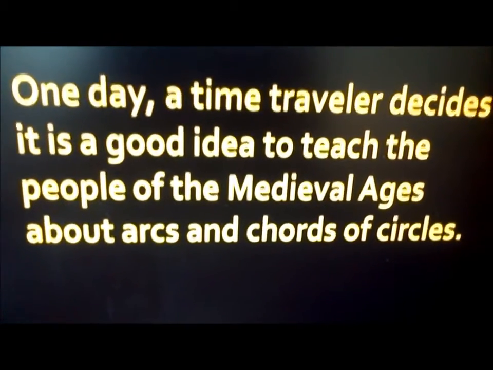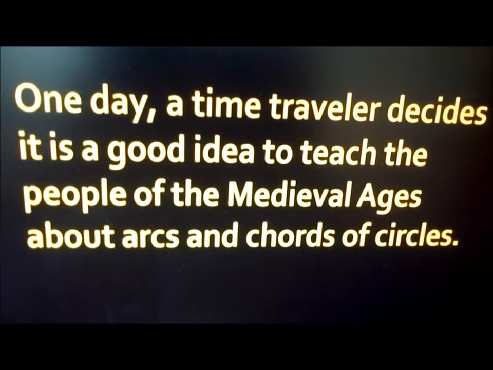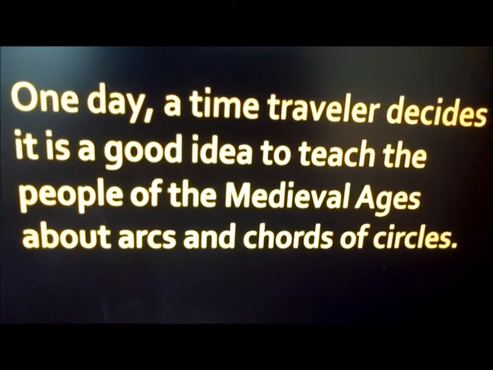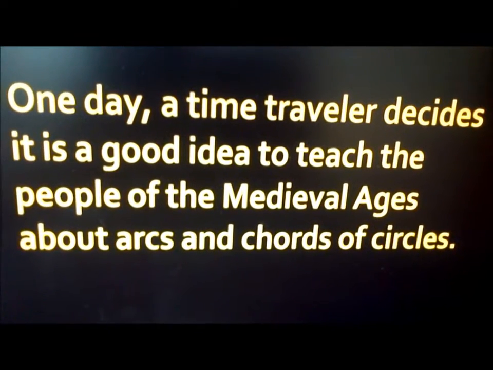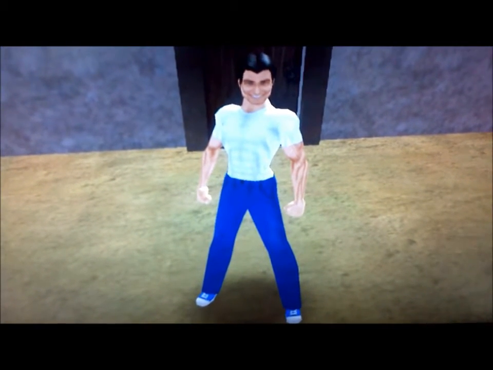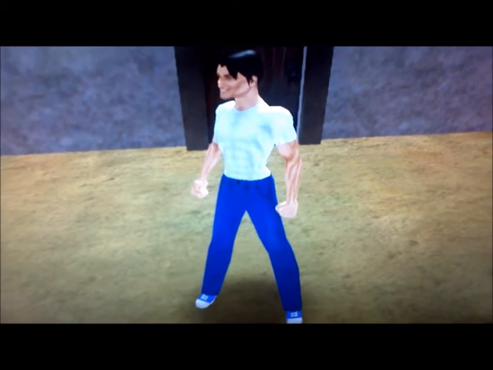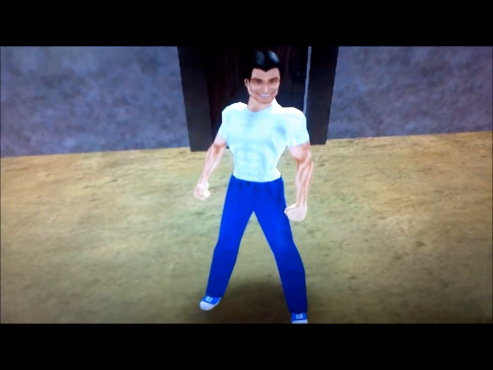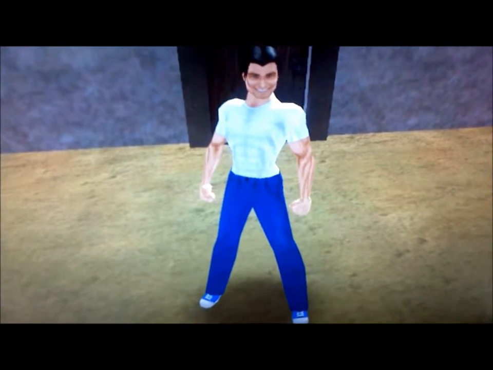One day, a time traveler decides it is a good idea to teach the people of the medieval ages about arcs and chords of circles. At last, I, the great Joe Billy Bob, have invented the time machine. I have now traveled back to the Middle Ages to spread enlightenment to these poor, uneducated people.